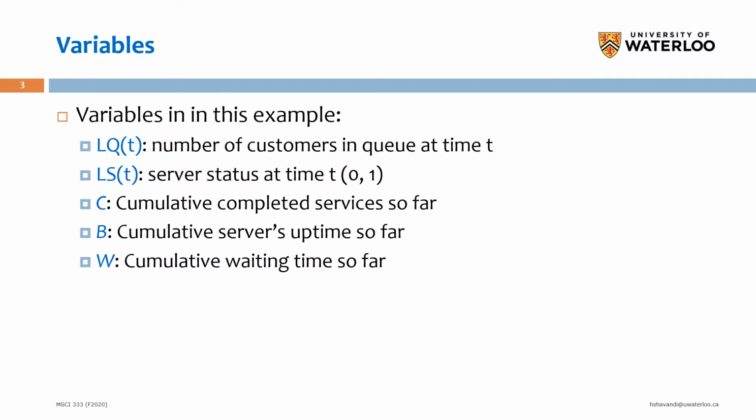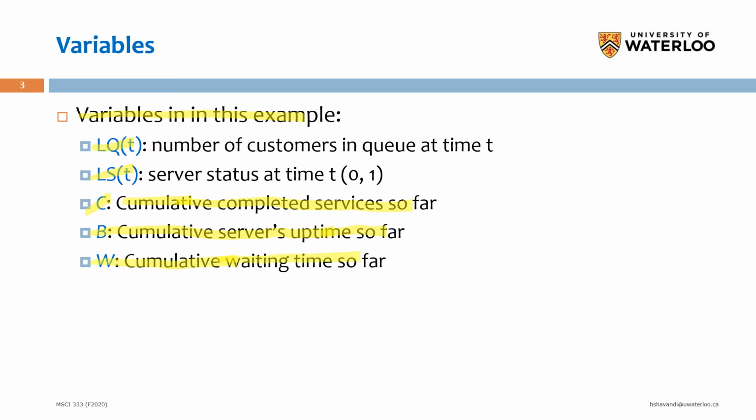These are the variables that we define in this example to simulate the system. LQT, the number of customers in queue at time t. LSC, server status at time t, which will be 0 or 1. C is cumulative completed services so far. B, cumulative server uptime so far. And W, cumulative waiting time so far.